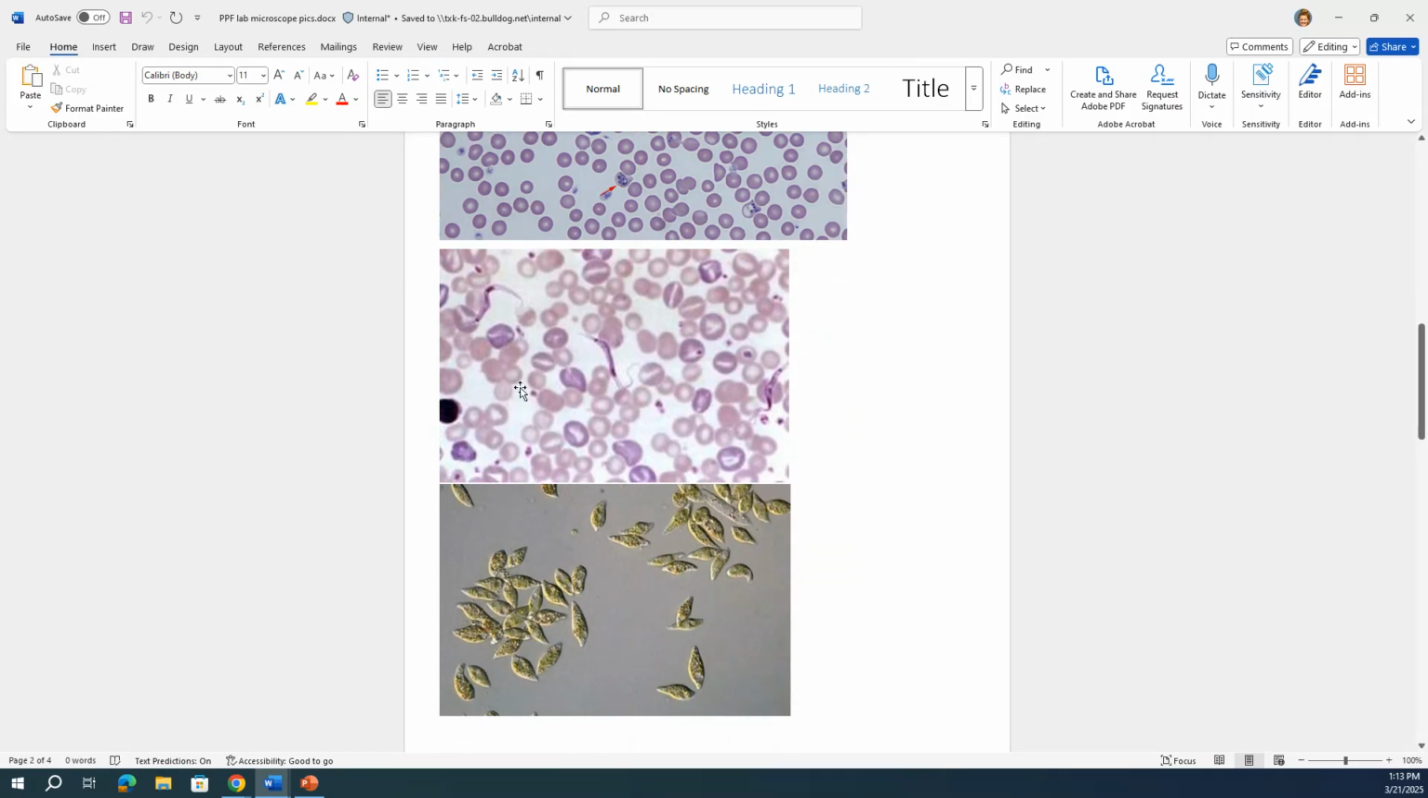As we move down to the center picture, this is a picture of a blood smear as well. And this is showing us the protist Trypanosoma. Trypanosoma are these little wormy looking organisms here. So there's a Trypanosoma, there's a Trypanosoma, there's a Trypanosoma. Both of these we're looking at blood, but we're looking at the protists that are infecting that blood.